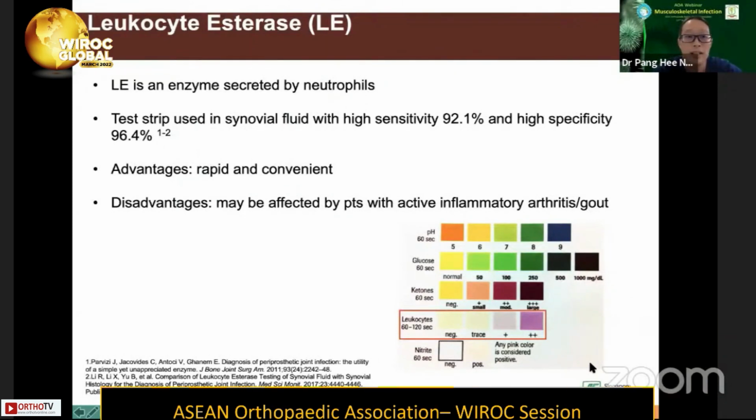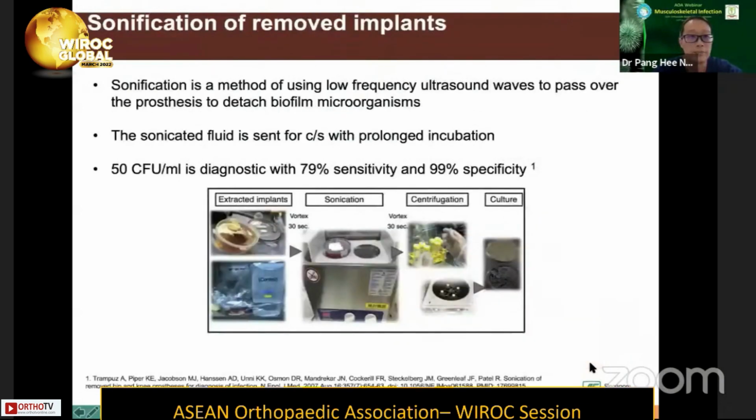Leukocyte esterase is an enzyme secreted by neutrophils. The test strips are used in synovial fluid. We use it for UTI as well. Advantages are that it's cheap, rapid, and a convenient test, but the disadvantage is that it is affected by active inflammatory arthritis and gout, similarly resulting in false positive readings.